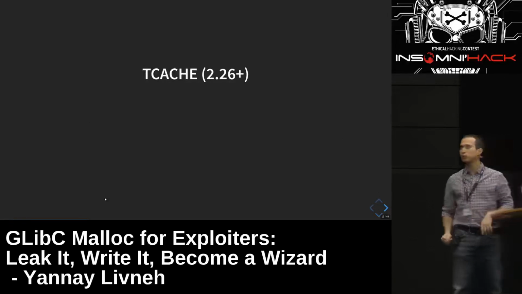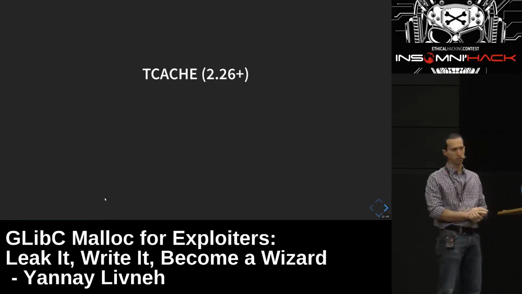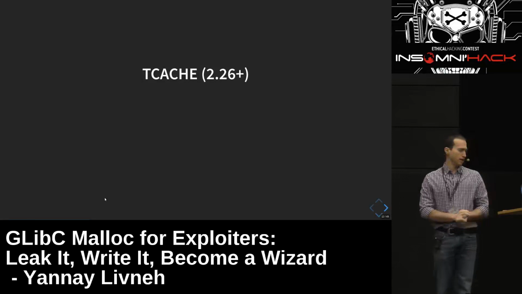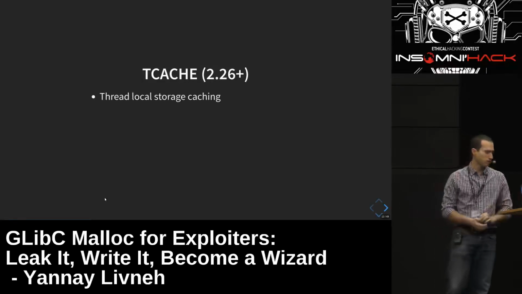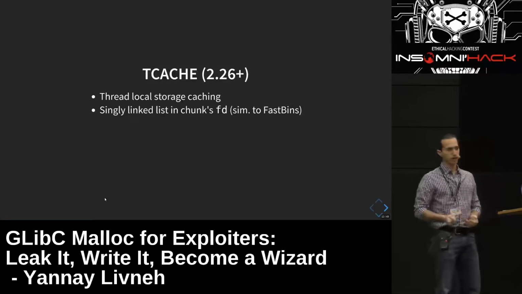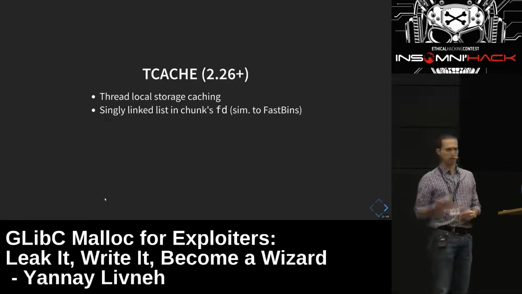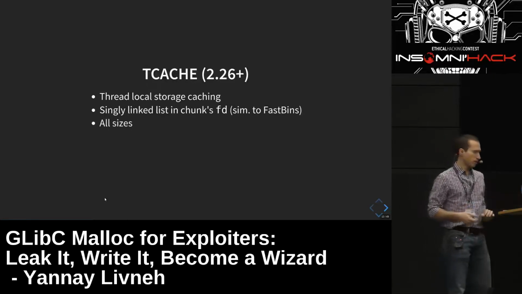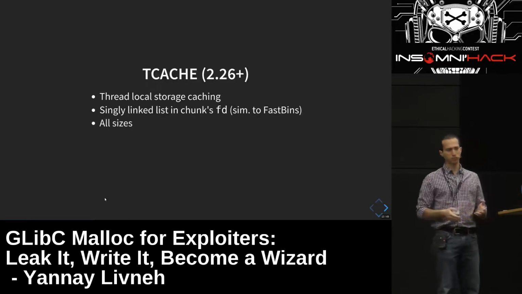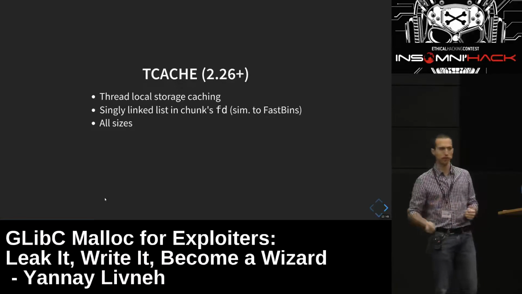Okay, this is a new data structure that was introduced in GLibC 2.26. I think it was released last August. It's called Tcache, the thread local storage caching mechanism. It's basically an array of singly linked lists of chunks. It's very similar to the fast bin. However, it can serve all sizes. So again, there is a list for each size, but it's not limited by sizes. It's limited by the number of chunks it contains.